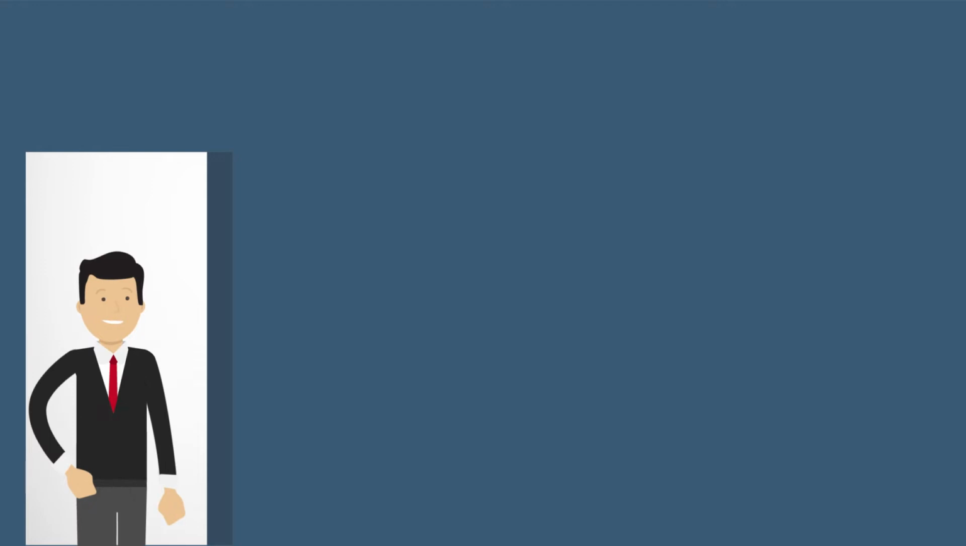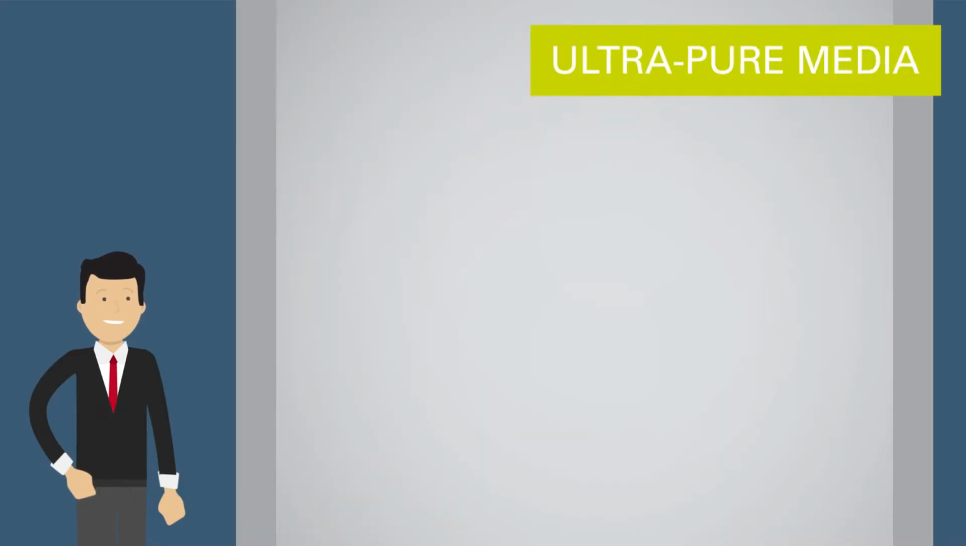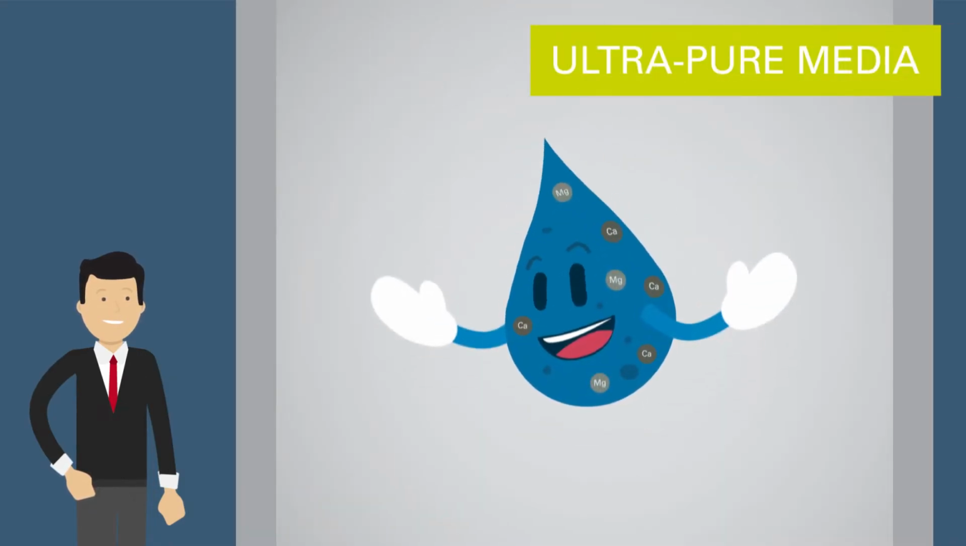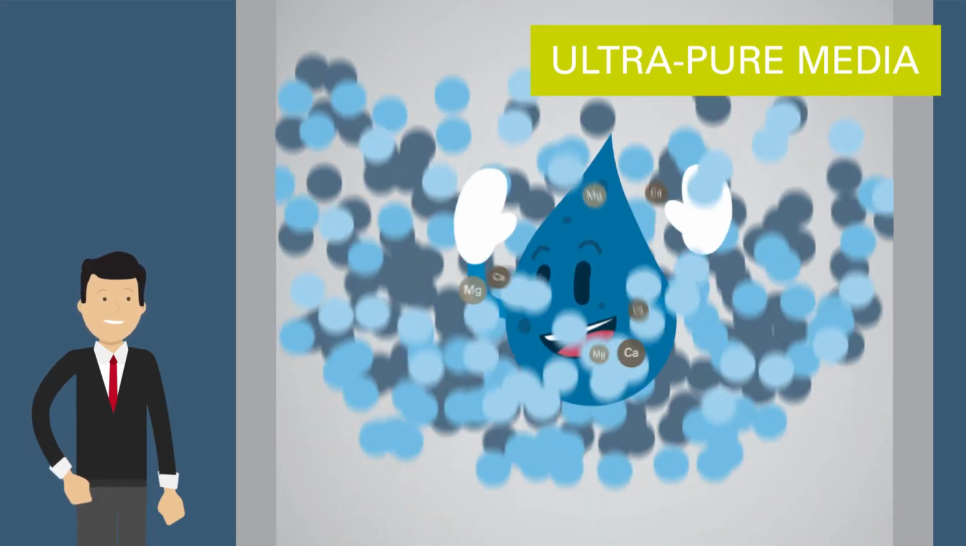One very important component of pharmaceutical production is water. Without water, nothing happens. But in order for it to be used for the manufacturing of drugs, it needs to be much cleaner than drinking water. So, it is purified in several steps.